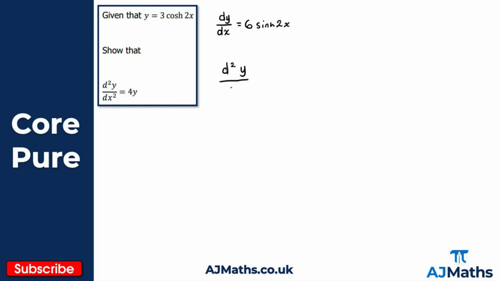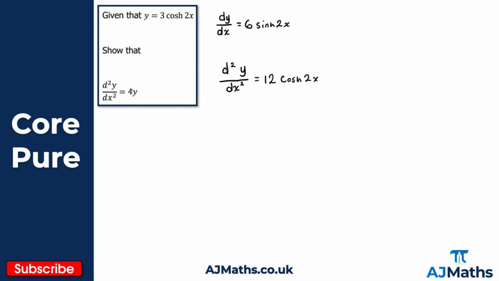So for the second derivative here, I'm just going to differentiate one more time then. So we're going to do the chain rule again here. So 6 times 2 would give me 12. And if I was to differentiate sinh x, we'd get cosh x. I'm going to get 12 cosh 2x here. Okay, so we get 12 cosh 2x.